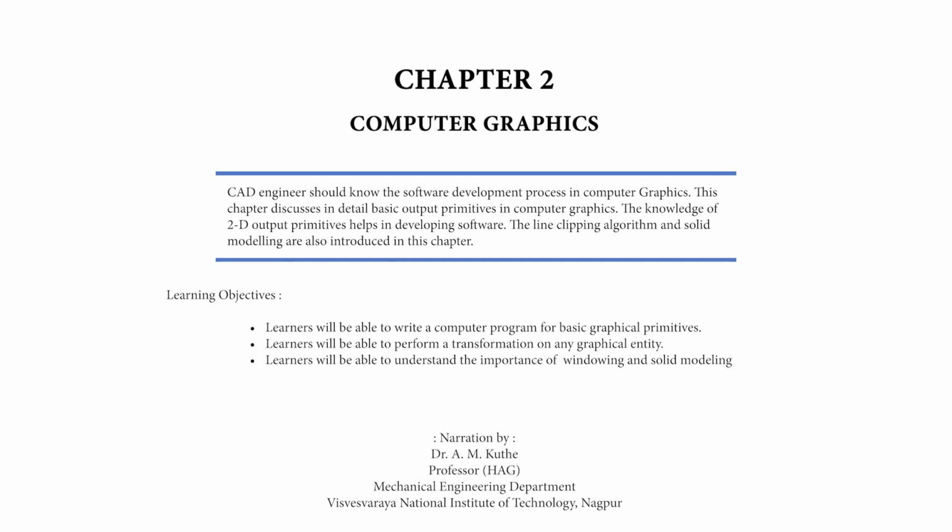Scaling with respect to a fixed point. The relation for scaling with respect to a fixed point is given as x' = x·sx + (1 − sx)·xf, y' = y·sy + (1 − sy)·yf. This relation can be proved using the concatenation process as follows: consider a triangle ABC as shown in figure 2.18. The scaling of the triangle ABC with respect to (xf, yf) can be obtained using three transformations.